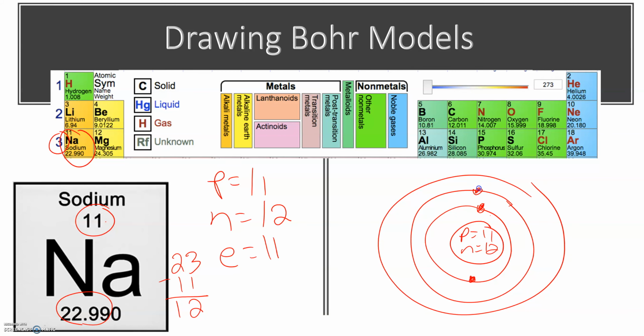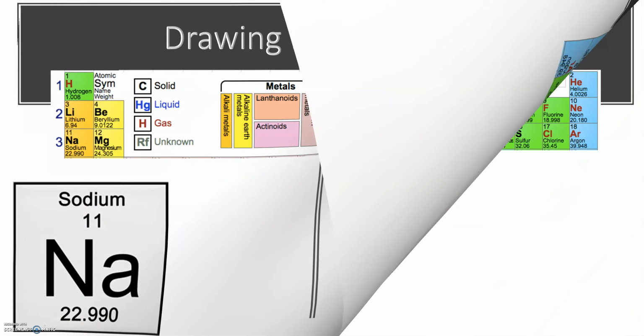So let's put 8 in the next. 3, 4, 5, 6, 7, 8. So we've got a total of 8, 9, 10. So we just need one more in this outer orbital, and we're done with our sodium Bohr model.